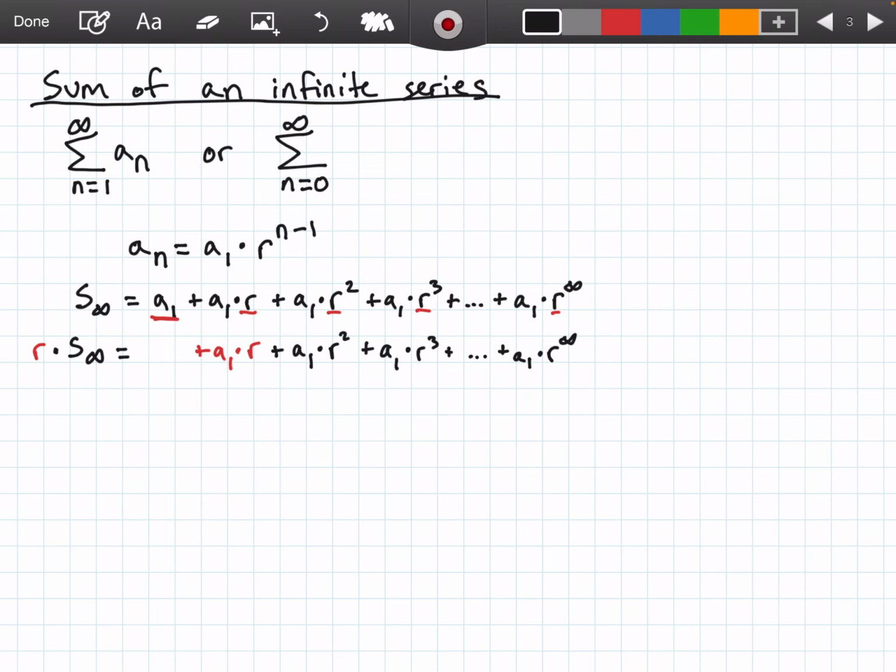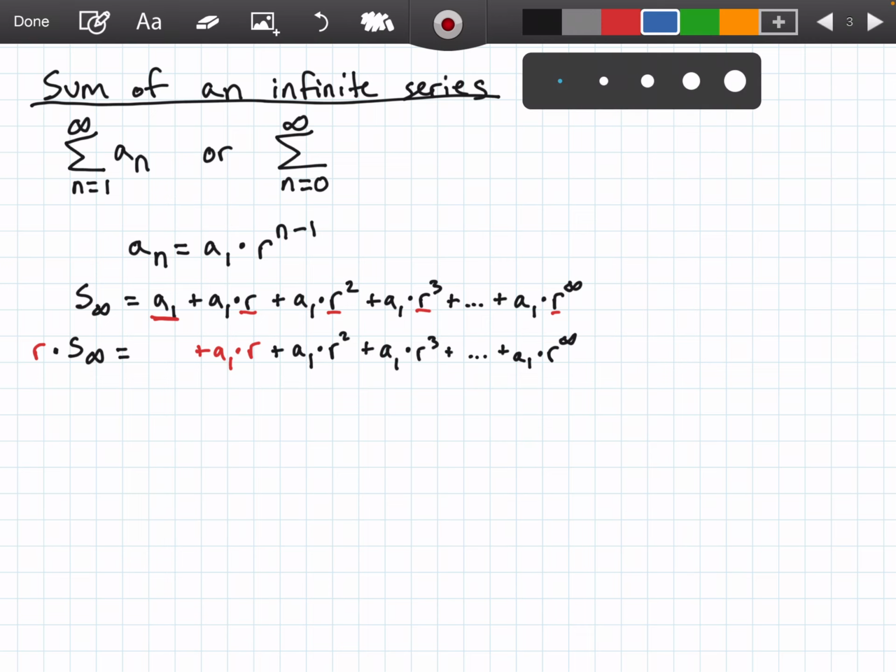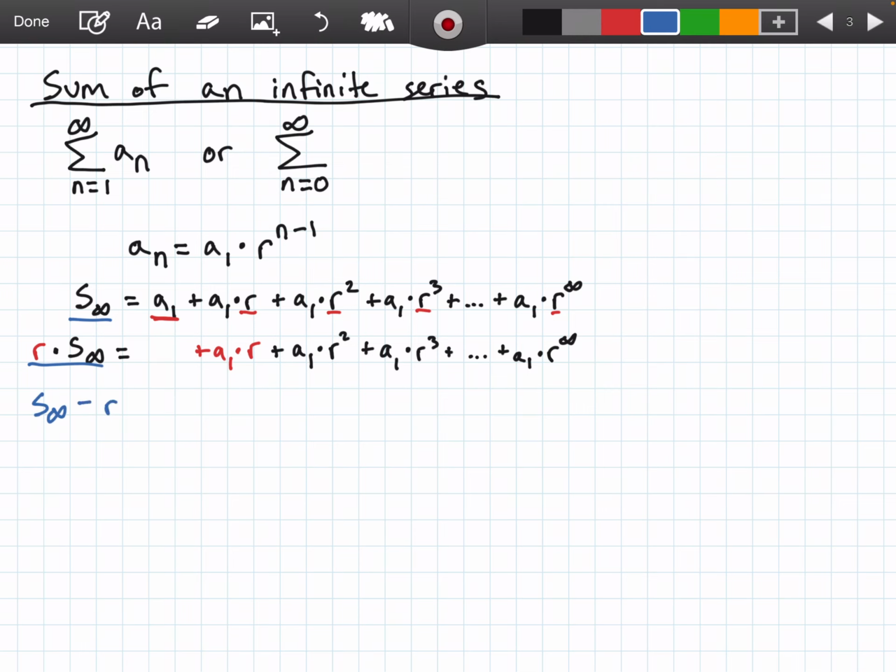And now I'm actually going to subtract these two. So I'm going to do the infinite sum minus r times the infinite sum. You might think, why would we do that? Well, if I'm subtracting this bottom one, I should notice that all these terms start canceling out, every single one of them. So that leaves me with just my first term.